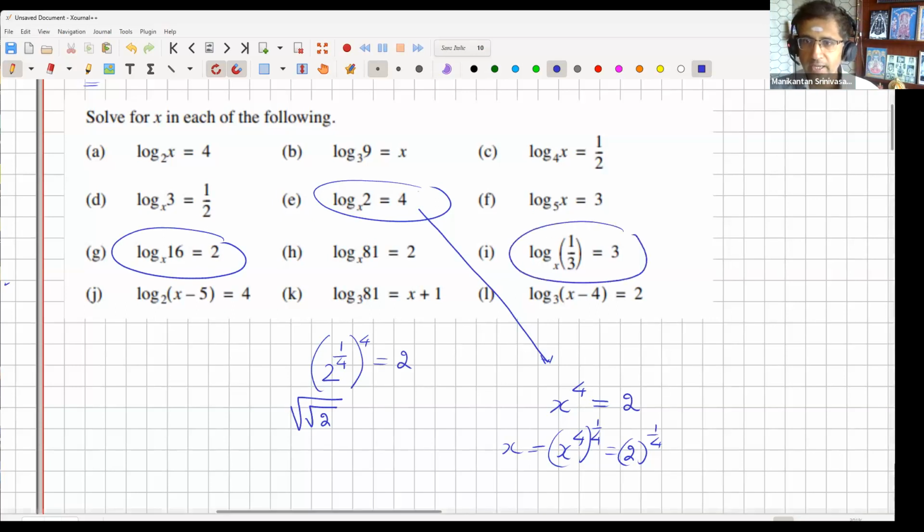Thais, can you do the I? Log 1/3 to the base x equal to 3. You don't have to give a numerical answer. You can give, like he said, 2 power 1/4. In this case, it turned out to be a round number 4. You can give your answer as something like that.